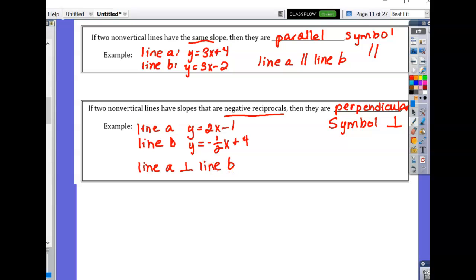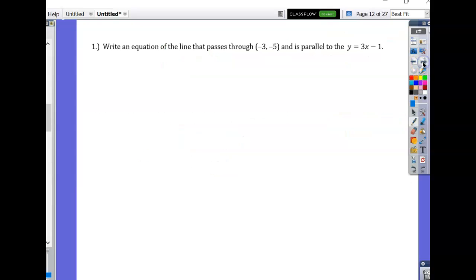Okay, our next example says write an equation of the line that passes through the point negative 3, negative 5, and is parallel to y equals 3x minus 1. Looking at 3x minus 1, we can determine that the slope is equal to 3. If it's parallel, the slope is still going to be 3. So our parallel slope is still 3.